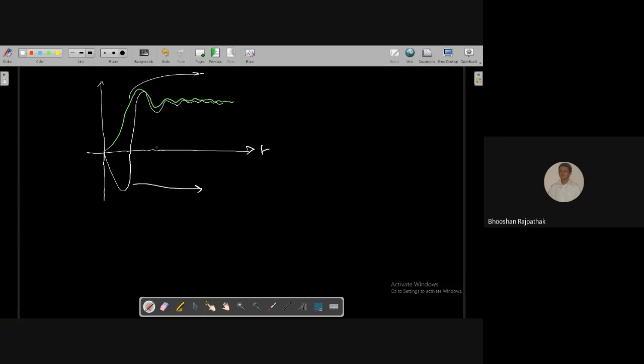The question is, one system has response to a step input. That means its step response is like this, indicated by this colored graph. So it will start from zero, it will oscillate, and then it is stabilizing. Okay, so steady state is reached. Another system has step response like this. It goes into negative direction first, and then it stabilizes. So will we call this system stable?